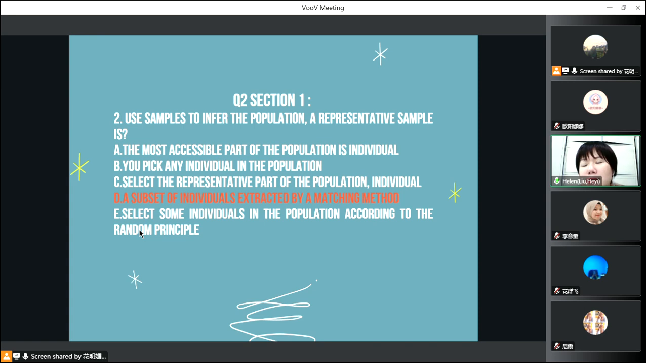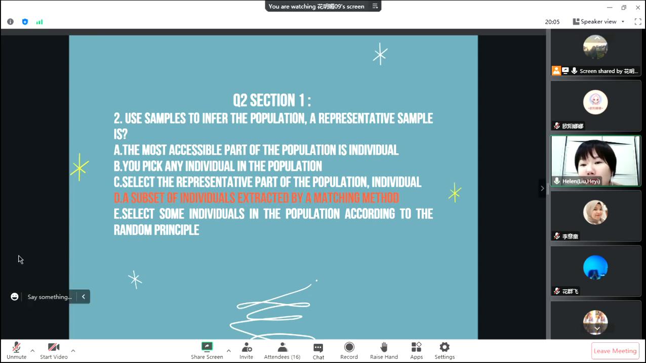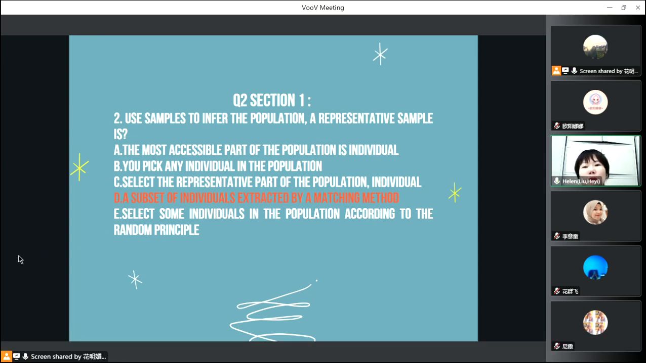Random principle is the basic principle to select sample. So for question 2, we have to choose E, the last one. Okay? Okay, thank you. Move on.